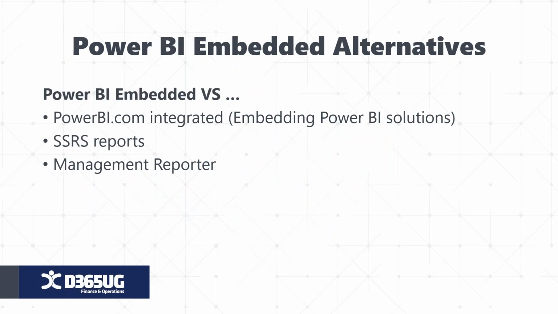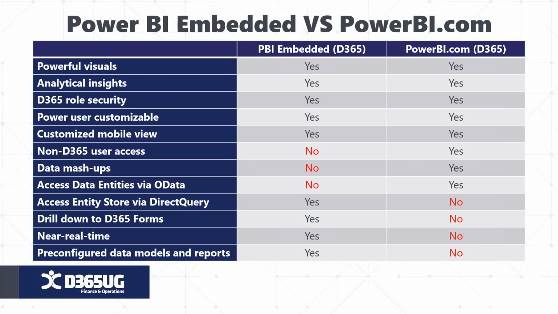There are also some alternatives. Let's go over some of the major differences between these alternatives. So the first one is PowerBI.com. This is also called integrated service. Both embedded service and integrated service are based upon the same technology, and they both offer powerful visuals, analytical insights, role security. They can be user customizable. However, there are some key differences we would like to also discuss.